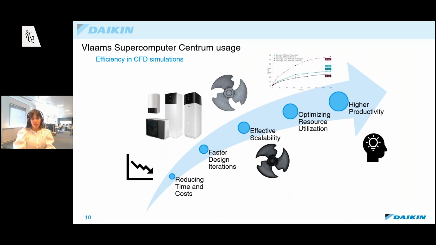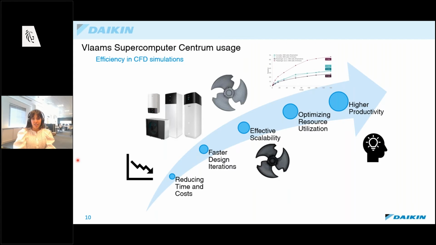And in the industry, there is a constant need to improve designs and make the products faster. With more efficient simulations, engineers can run multiple design iterations within a shorter time frame. And this allows for quicker exploration of design alternatives, leading to improved product designs and faster time to market.